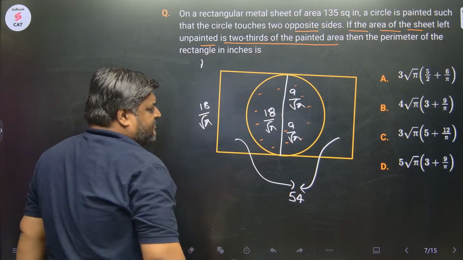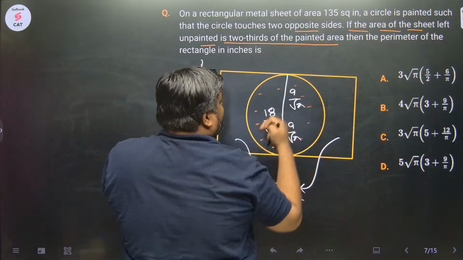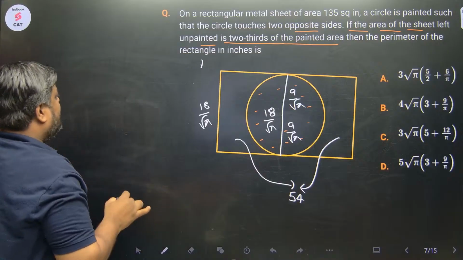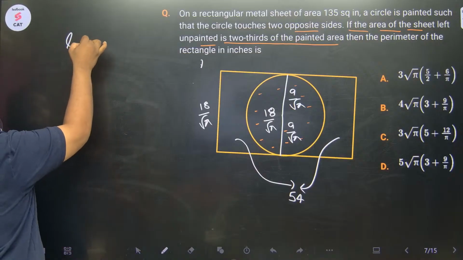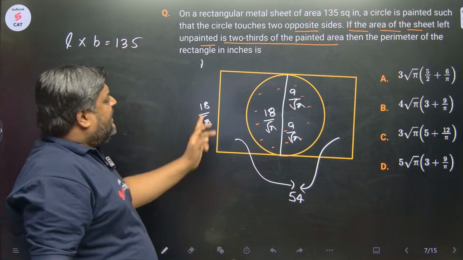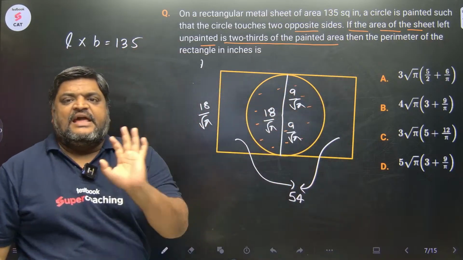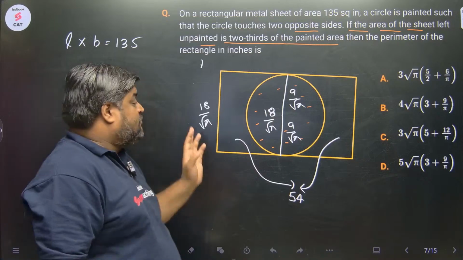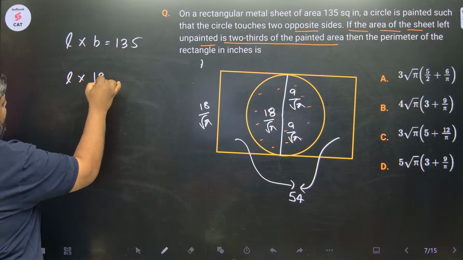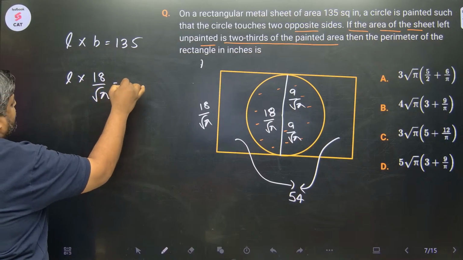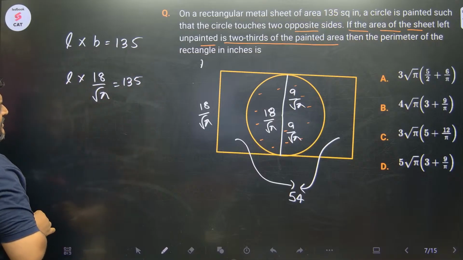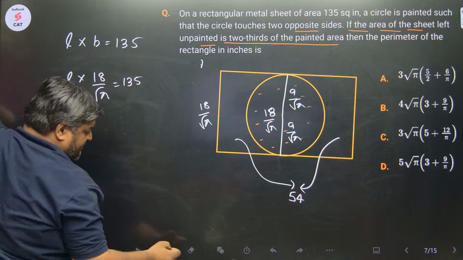I have the breadth. Length, I don't know what the length is, but I know the area of the rectangle. I can write length into breadth is 135. I know the entire area of the rectangle, and also I have the breadth. I can put the value of breadth 18 by root pi equals 135, and then I can calculate the length. Right? We can do it, can't we?